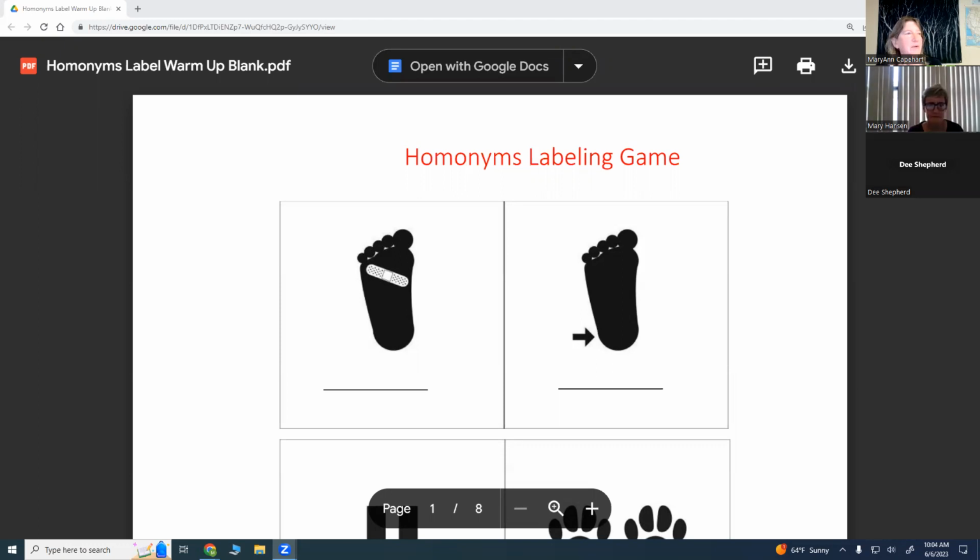In this case, I happen to know that homo means the same, like a homosexual couple, it's the same gender. And nym means name. So it's something that's named the same, but it's different. It's going to sound the same, but it's going to be a different word. Could be spelled the same or could be spelled different. So remember, sounds the same, the pronunciation, is kind of important.